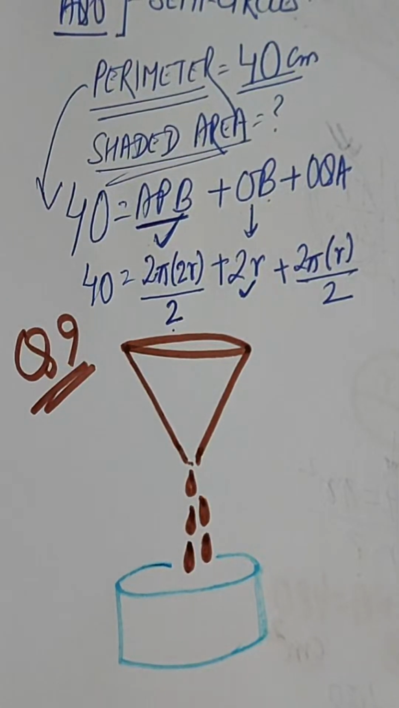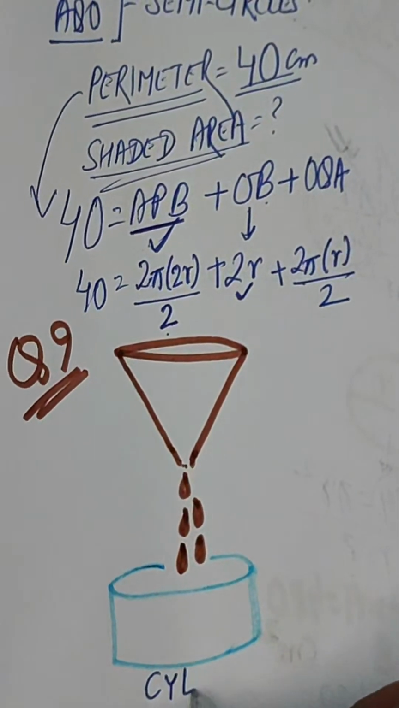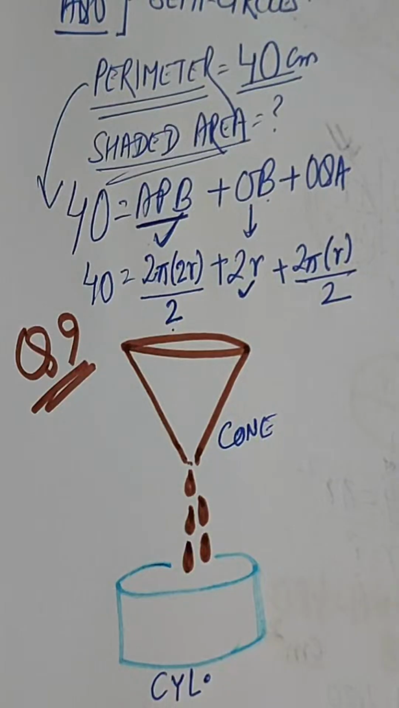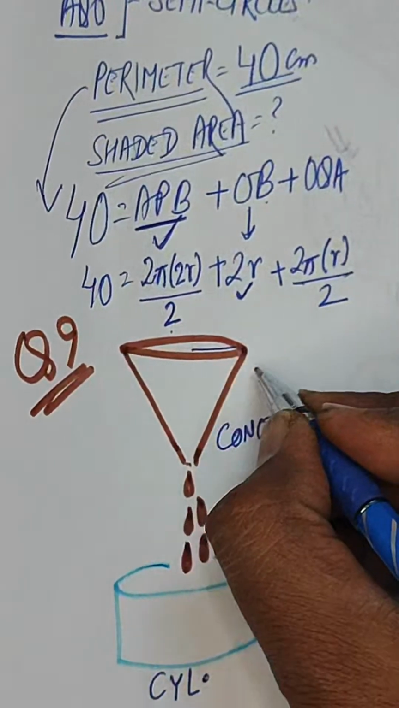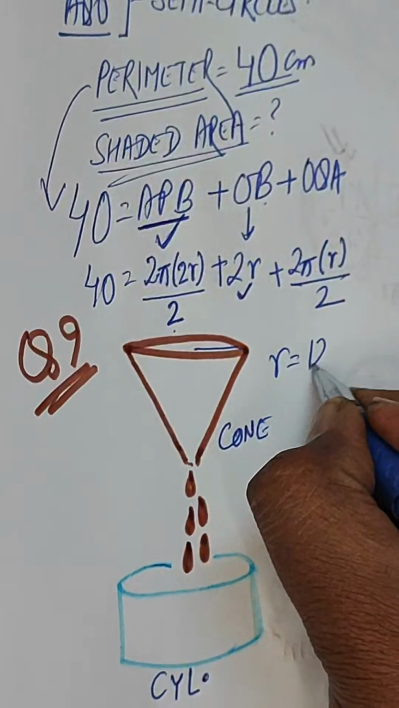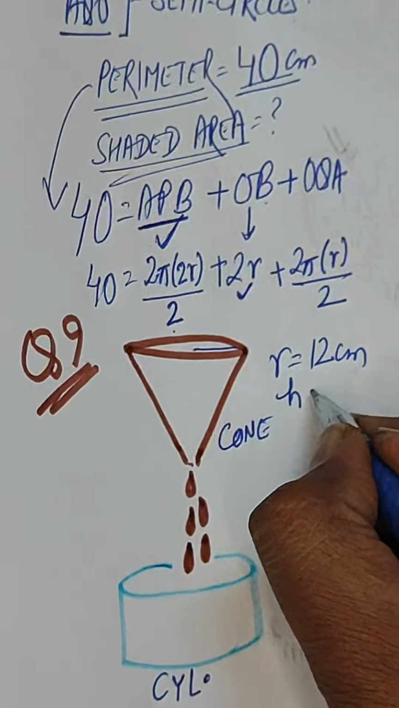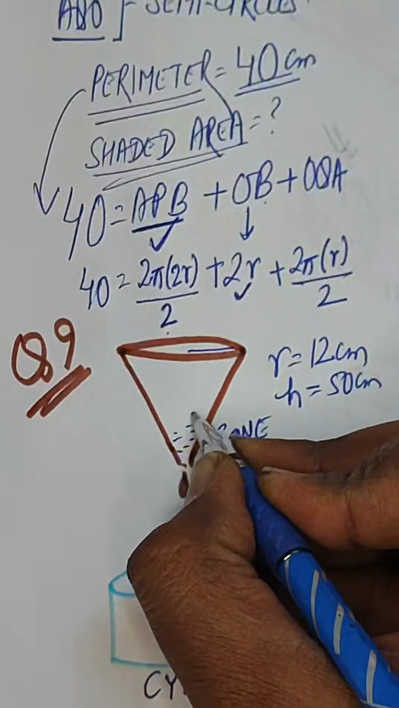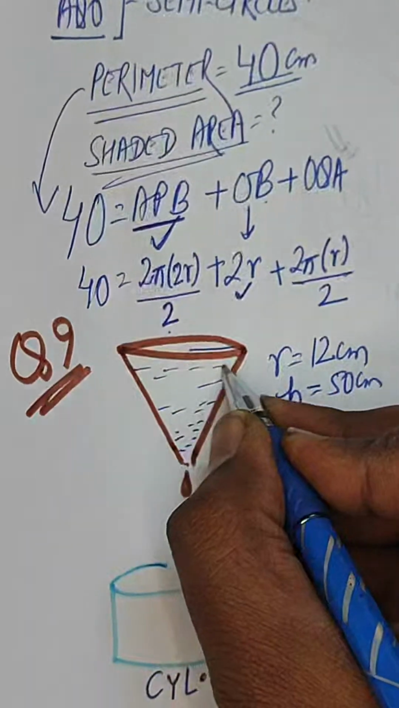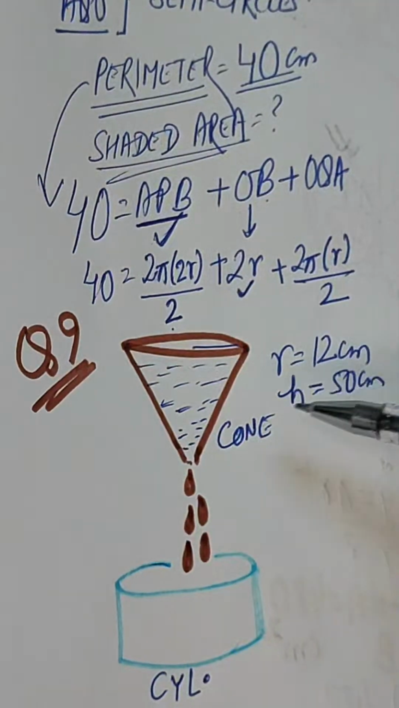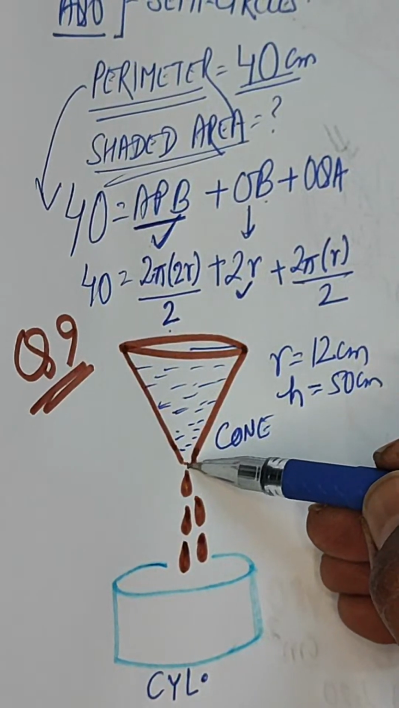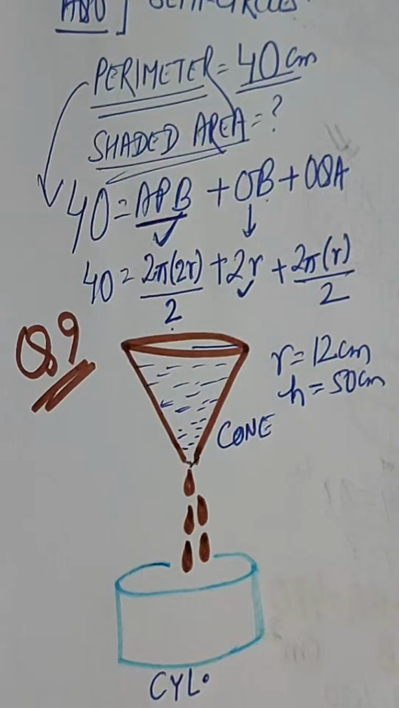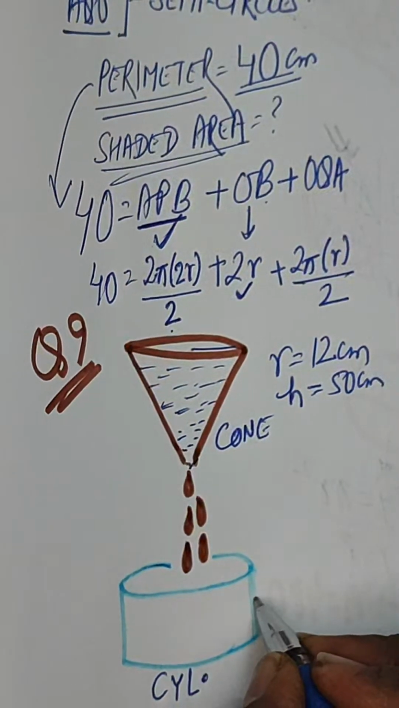The question is that this is a cylinder and this is a cone. The conical vessel has a radius of 12 cm, the height of this cone is 50 cm, and this is filled up with a certain liquid. Now this liquid is allowed to drop from this end point, which is an opening, and it is falling into a cylinder. Now the question is, to what height does the liquid fill in the cylinder? To what height?